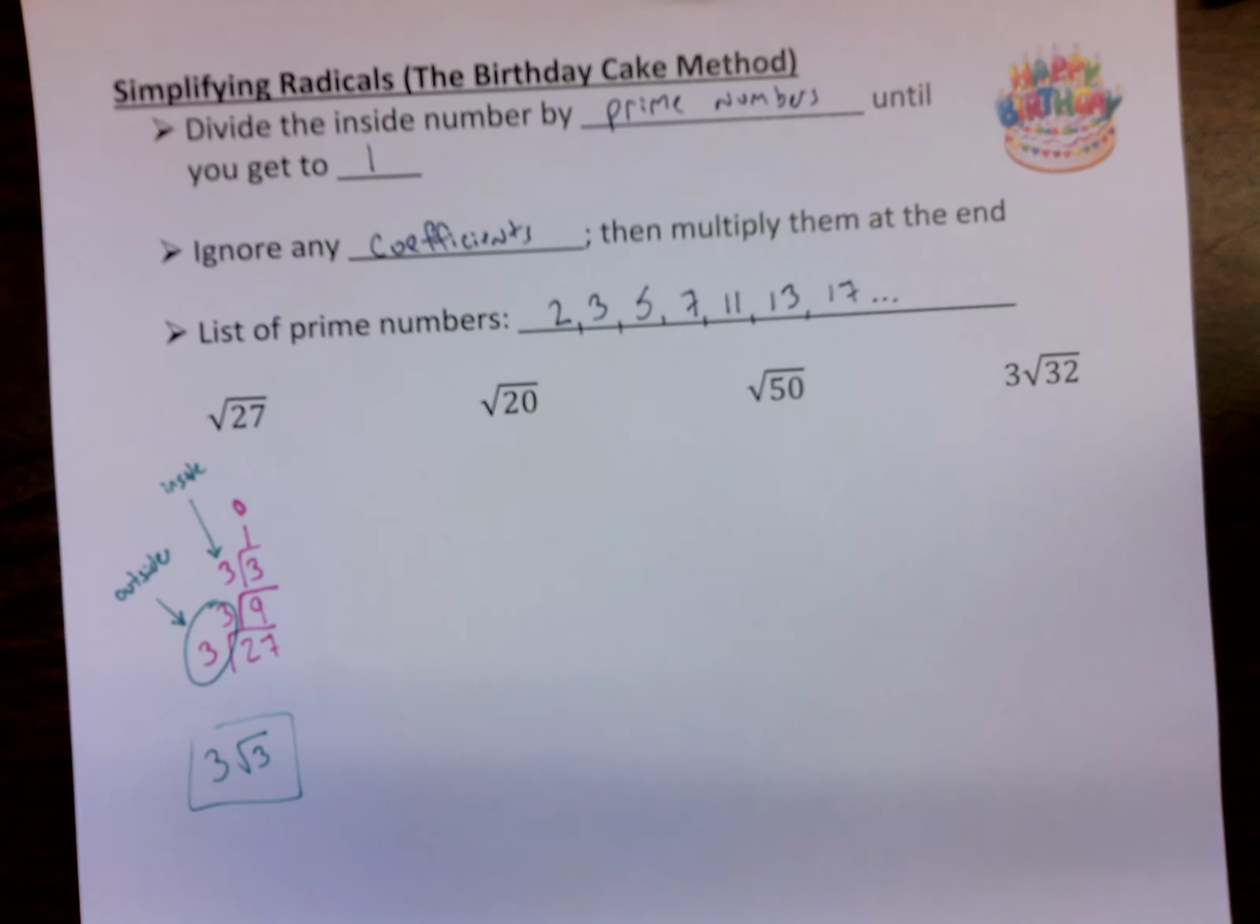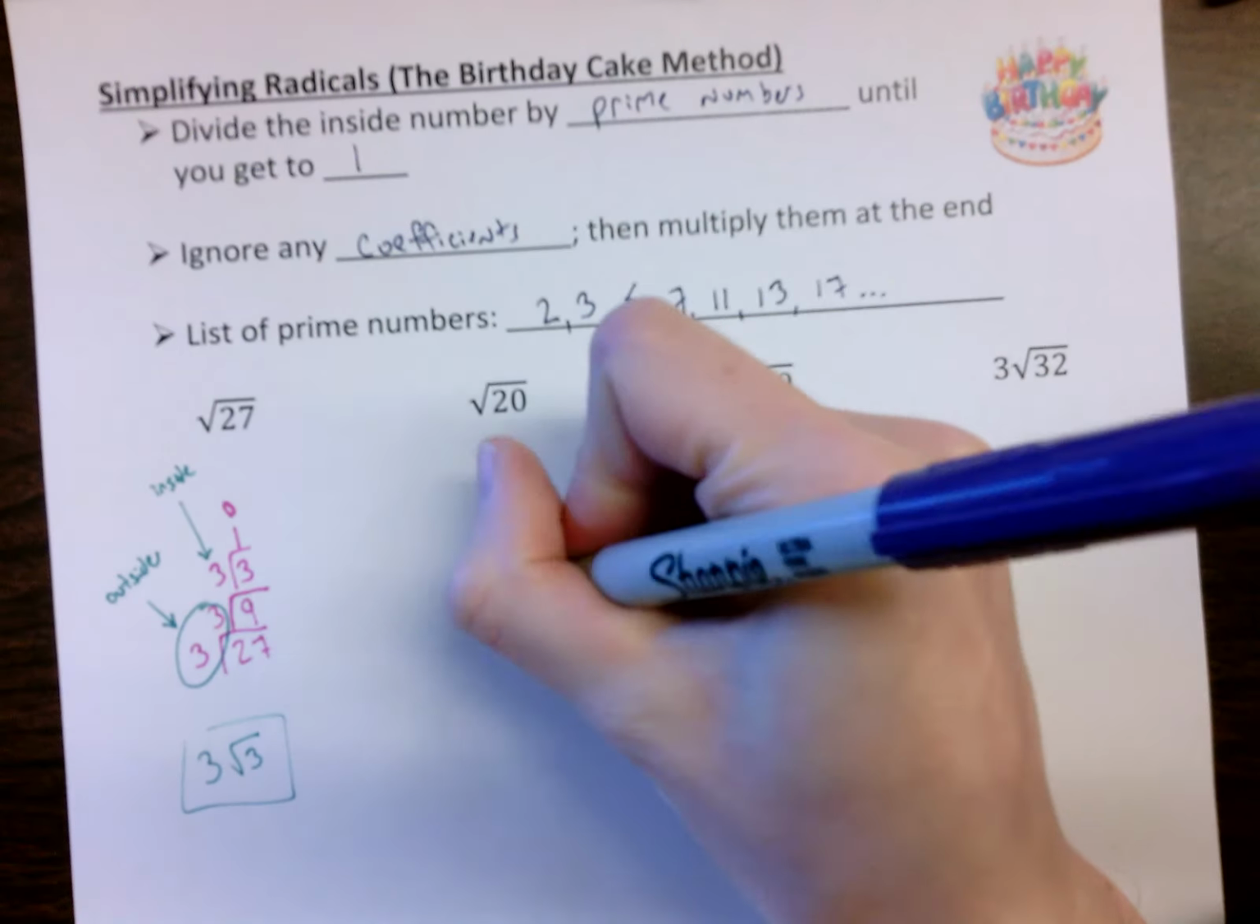Okay, now that one's a little bit tricky to see because they're both 3s. So let's do this again with the next one. And hopefully that'll help a little bit. So square root of 20. So I'm going to start down here with 20.